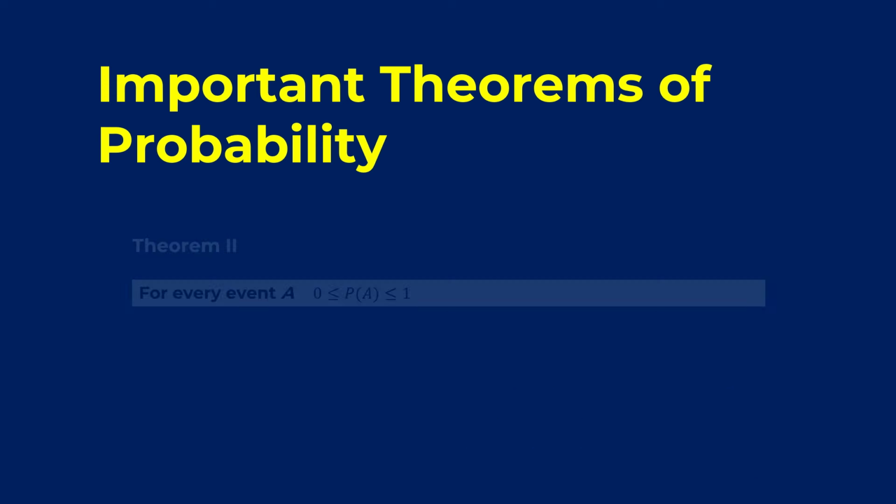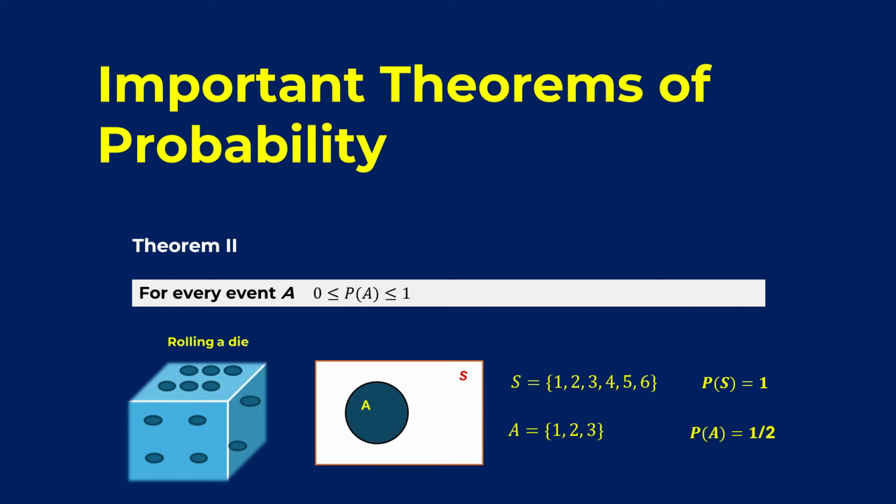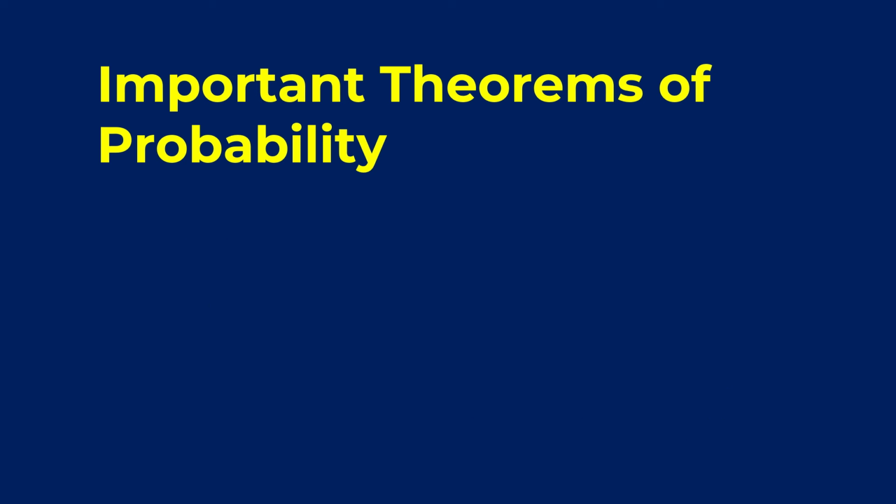Theorem 2 states that for every event A, the probability is between 0 and 1. If it's a certain event or sure event, meaning it is equal to the sample space, its probability will be 1. If it is an impossible event or empty set, its probability will be 0. For any other event, its probability will be between 0 and 1, as we saw in the example of rolling a die, where the probability of A was 0.5.